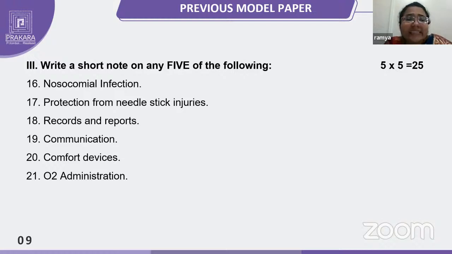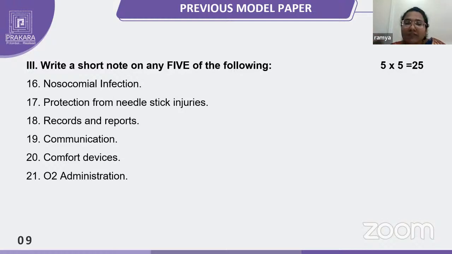When coming to the 18th question, they have asked what are all the records and reports maintained in the hospital sector. I think everyone will be going to the clinical area, no? So in a clinical area, what are all the records maintained in OPs? What are all the various records maintained in wards and ICUs? So you should list out all the records and reports.